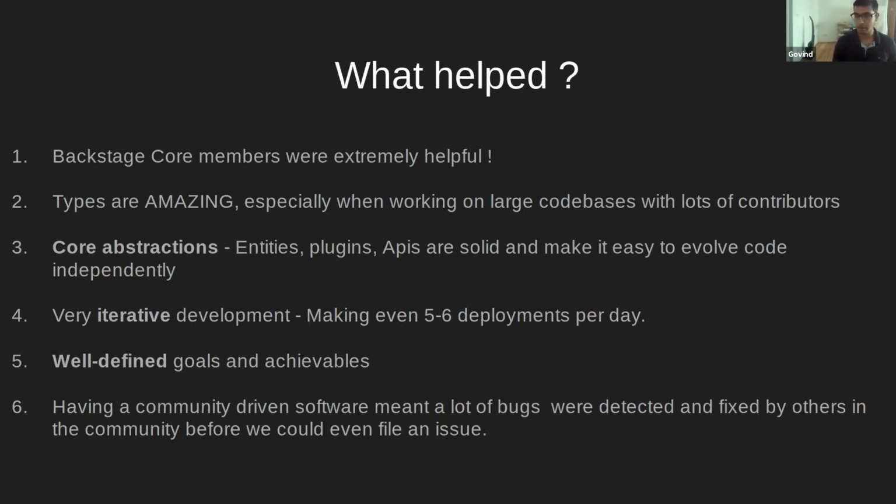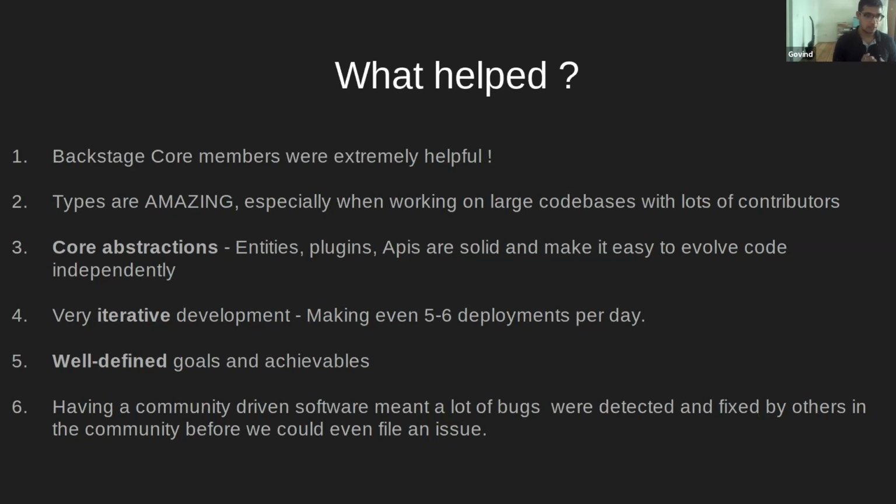And we did a lot of iterative development. Sometimes we were making 5-6 deployments per day. Every time we had to push a feature, we would break it down into small parts, make the changes, deploy, test, and then deploy again. This really reduced the amount of time we would spend building the wrong thing. And then we got instant feedback and well-defined goals and achievables. We had a clear idea of what we wanted to build and what we wanted to release, and then we built towards those goals. If you know what you want to build, it makes the process a lot easier.